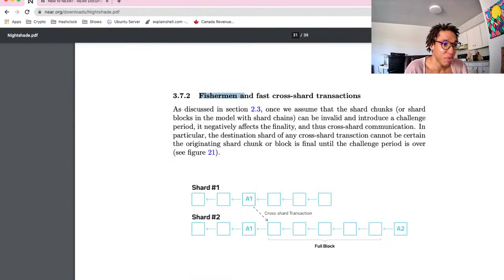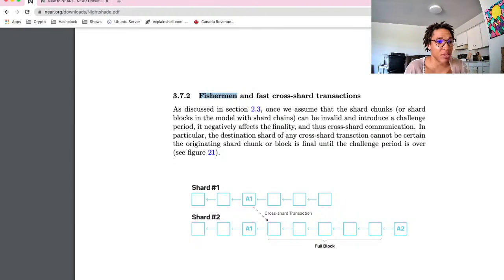So we're talking about fishermen. They're kind of like watchtowers in the NEAR system, and fast cross-shard transactions. You're trying to send a transaction from one shard to another, and obviously it can't happen synchronously. It has to happen asynchronously. So the transaction happens in one block, on shard number one in block A, and then in block B in shard number two, or in the next block.